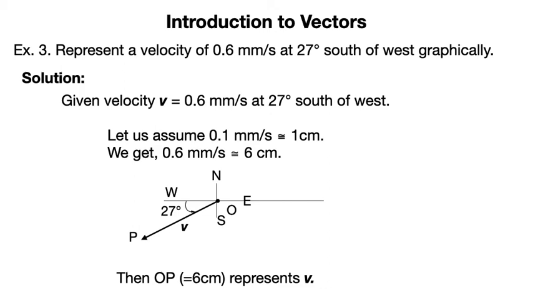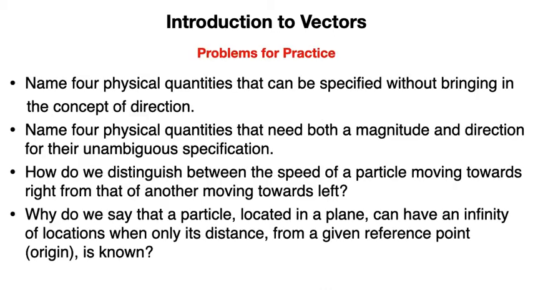The aim of this example is that whether the quantities are small or large, we can use suitable scales. Earlier we used 500 units equal to 1 centimeter. Now 0.1 millimeter per second is represented by 1 centimeter. You can always think of a suitable scale to represent a vector of any desired magnitude.